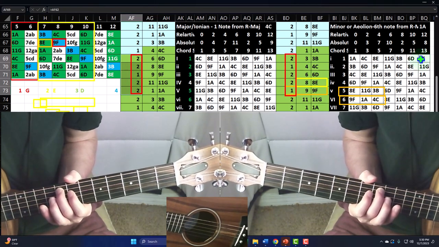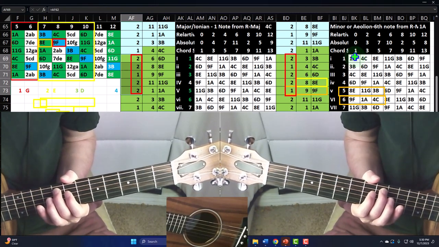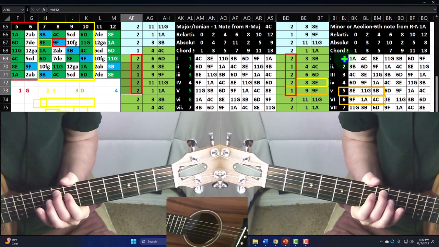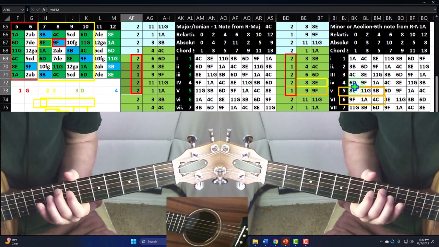So we have a difference between the major and the minor, at least on chord 1, if you're constructing it from the root of its relative chord. Then you have that difference there in the 13.